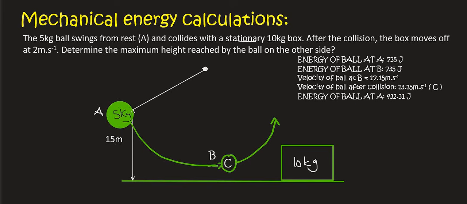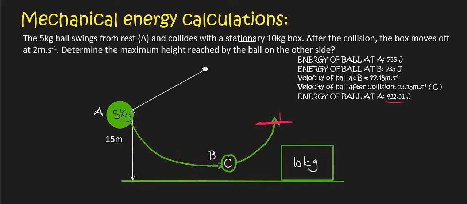And so now, because it's moving under the influence of gravity only, its mechanical energy will stay constant, and so it will reach a specific height. Now, when it reaches its maximum height, the velocity would be 0, but it would still have 432.31 joules of energy. Remember, it doesn't lose any energy because its mechanical energy is conserved.